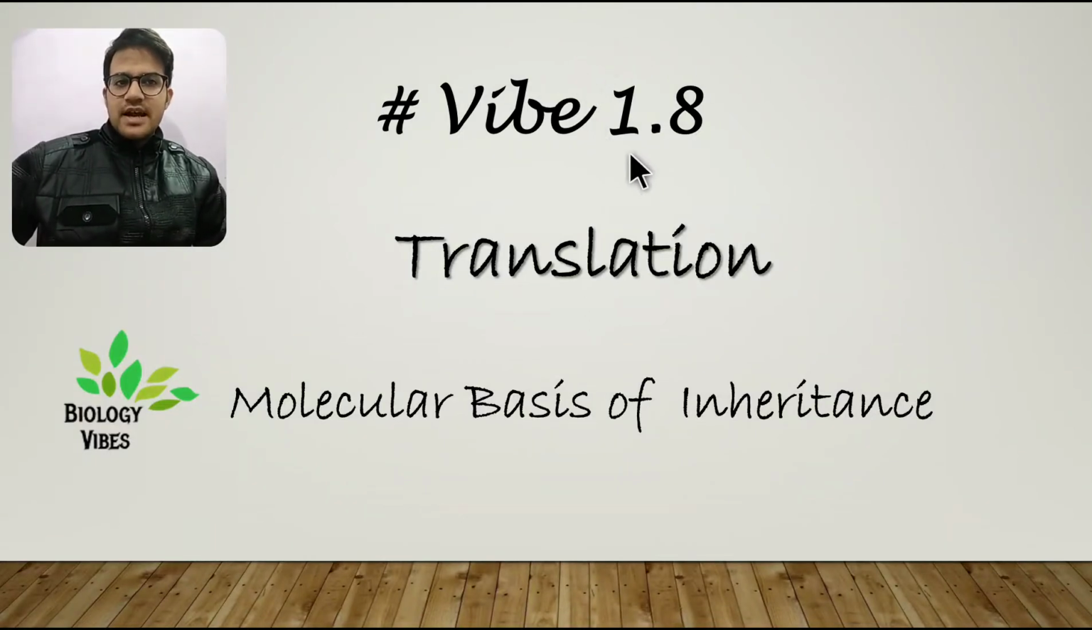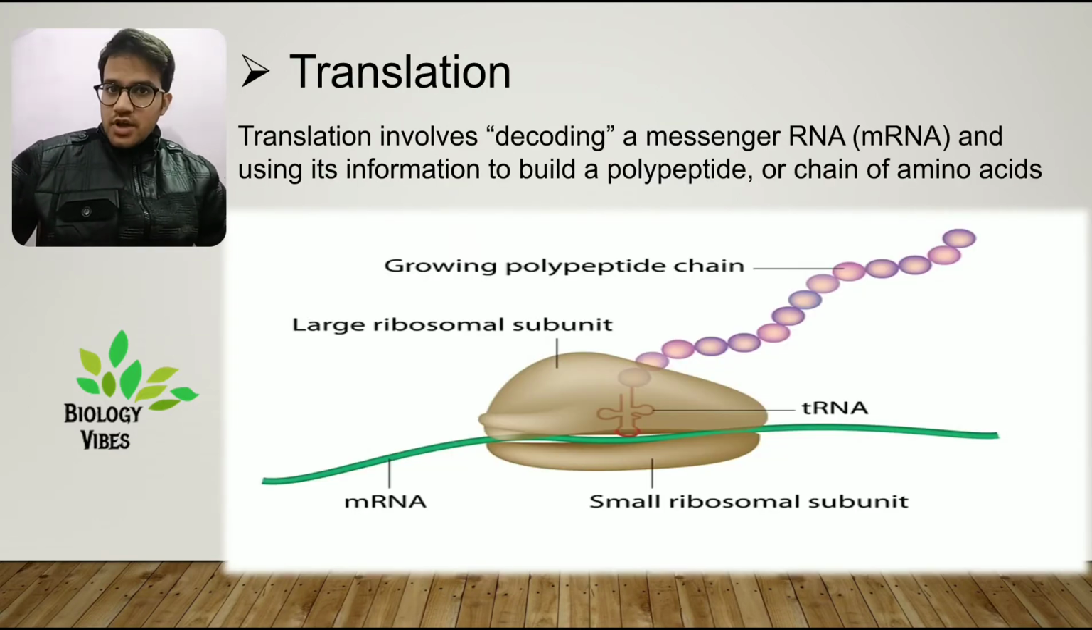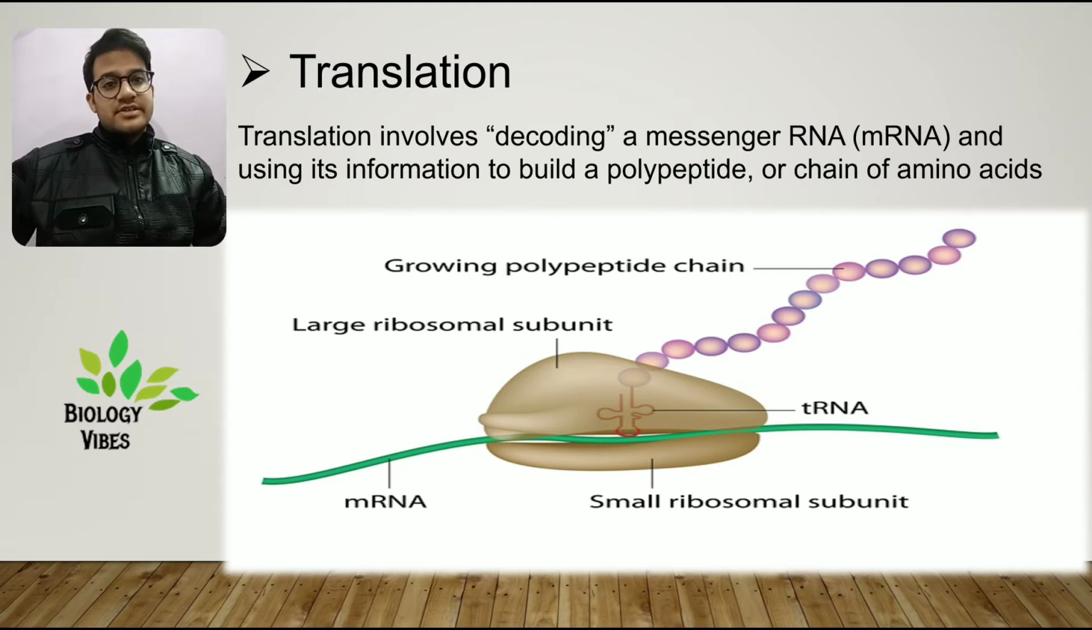So today we'll start with Vibe 1.8, that's translation. Until transcription, the mRNA has been formed in the nucleus and it has moved out of the nucleus through the nuclear pore and it reaches our protein factory, that is the ribosomes. And now it has to be decoded. This decoding is known as translation.